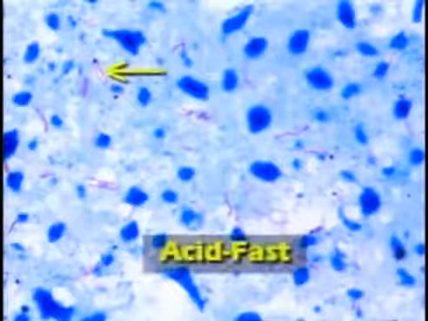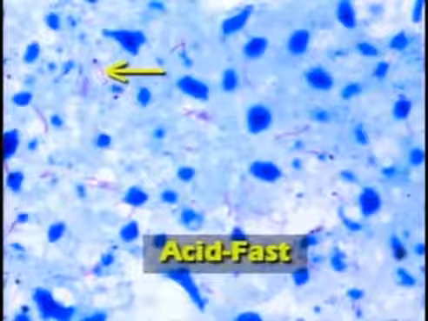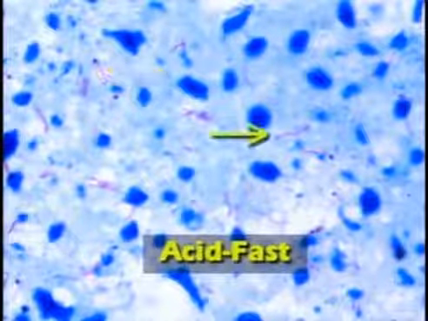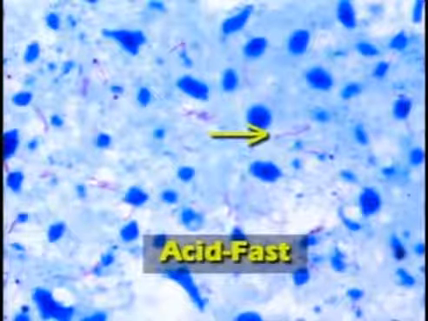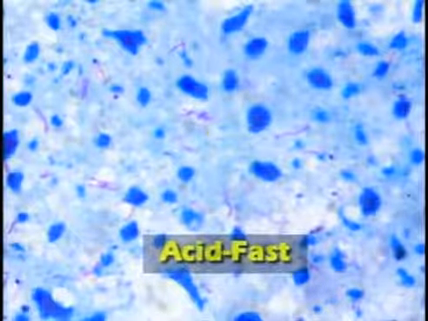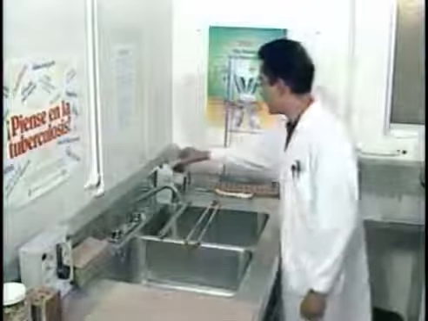Since tubercle bacilli retain the primary stain even after exposure to strong acid solutions, they are called acid-fast. In the Ziehl-Neelsen staining procedure, using carbolfuchsin and methylene blue, the acid-fast organisms appear red. Prepare the area for staining.